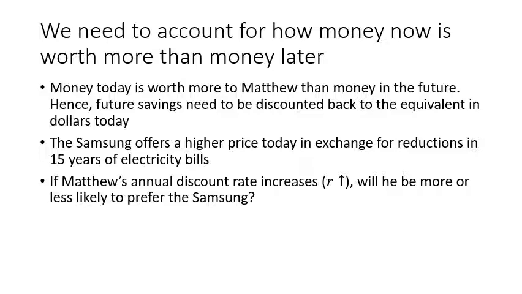So the question you need to ask yourself is, if Matthew's annual discount rate is increasing, if it goes up to 100%, for example, will he be more or less likely to prefer the Samsung? He prefers money today over money in the future. The Samsung offers a higher price today in exchange for reductions in 15 years of electricity bills. The LG has a lower price today, so he's paying more for the Samsung today than he would the LG. Which one is he going to prefer with a higher discount rate?